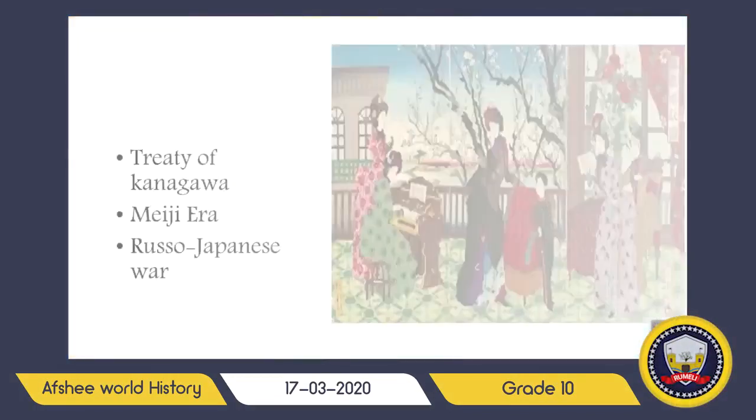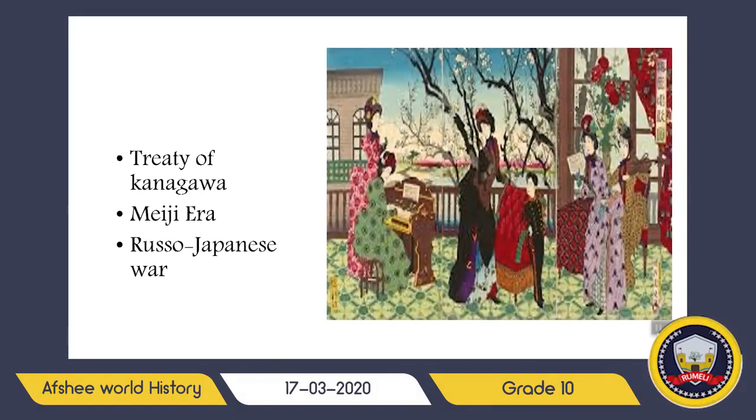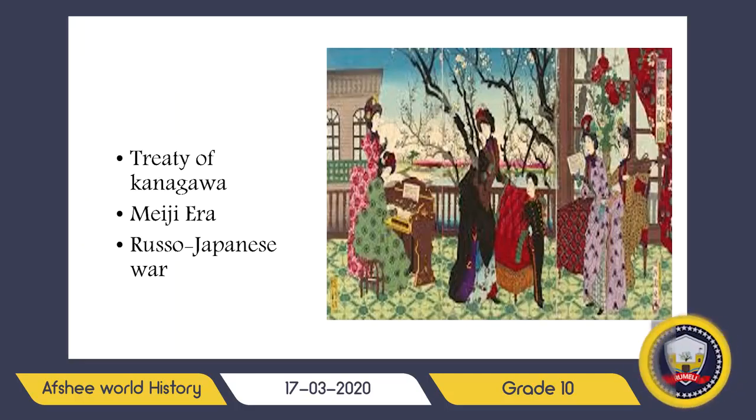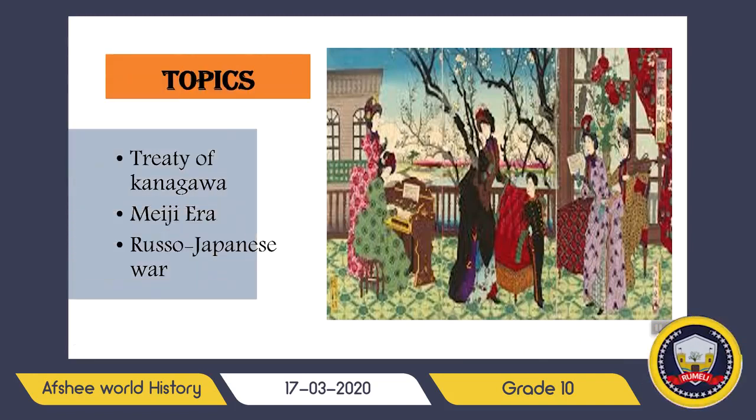Okay, so here we go. The topics we are going to cover in this lesson are the Treaty of Kanagawa, the Meiji Era, and the Russo-Japanese War. I'm going to say it again so that the more I repeat it, the easier it will be for you to memorize. This one is quite easy.